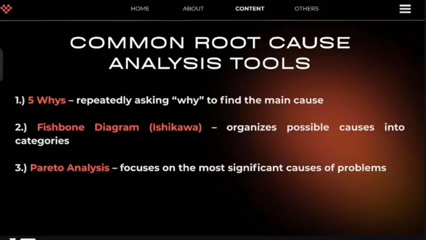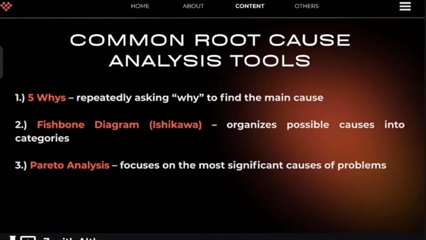Now, let's talk about the common root cause analysis tools. Here is an overview of the three common tools. First is the 5 whys. 5 whys is repeatedly asking why to find the main cause. Number 2, fishbone diagram or Ishikawa diagram. It organizes possible causes into categories. And third is the Pareto analysis. It focuses on the most significant causes of the problems.